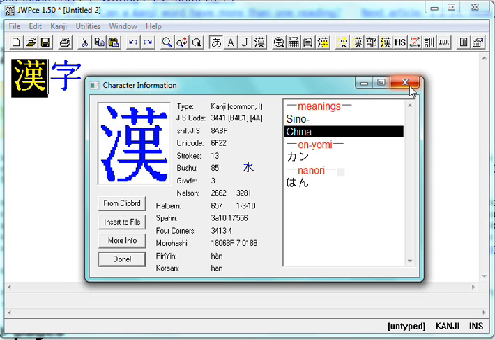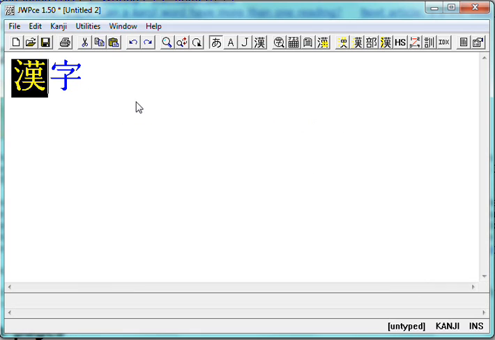Now, I'm going to go ahead and close this, and let's pretend that we didn't know what this character was. This first character here, we have no clue as to what it is, and that's a common thing for people who are not real familiar with the Japanese language. You go into a bus terminal and you see a sign and you say, I don't know what that means, and so this would be a way to find out what that means.